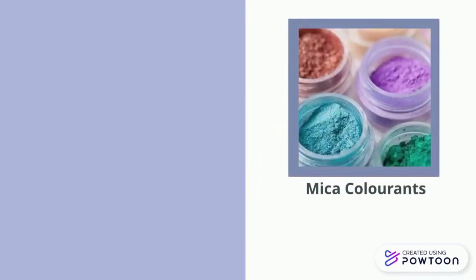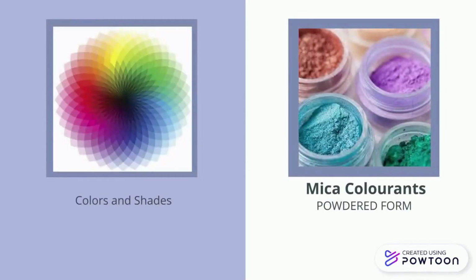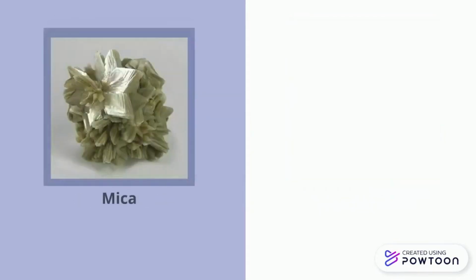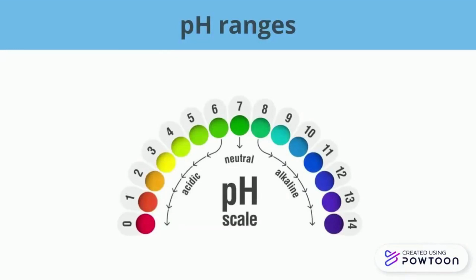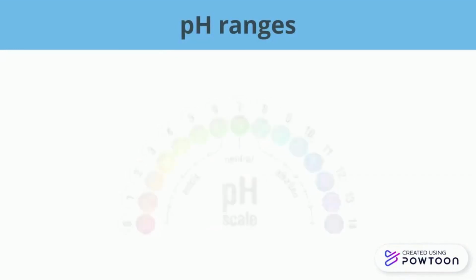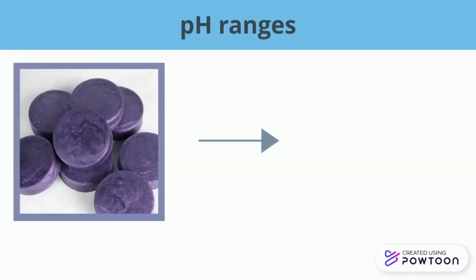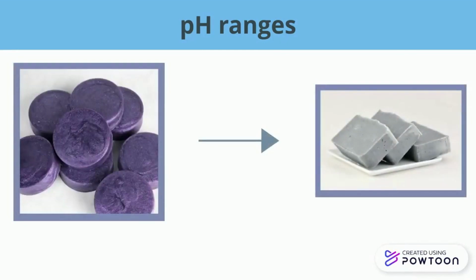Mica colorants also come in powdered form. They are dyed, meaning there are many different colors and shades to choose from. Mica is a rock that naturally occurs in the ground, and muscovite is used to make soap. Apart from that, you will need to be more aware because mica reacts differently in higher pH ranges. For example, a dark purple might turn gray.